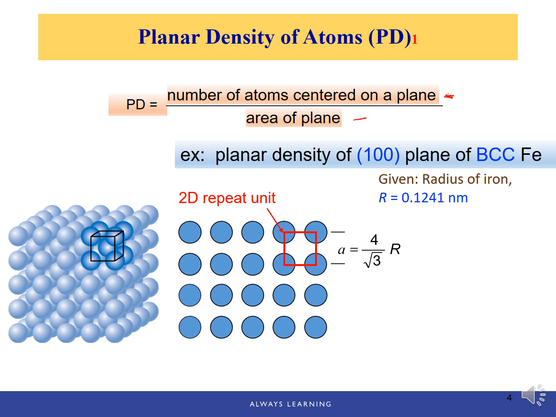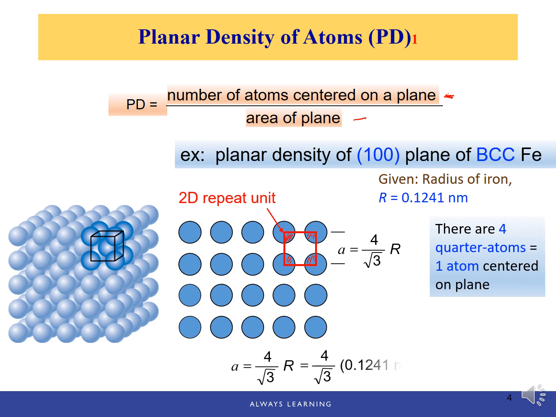So first, let's take a look at the number of atoms centered on the plane. Those are the atoms centered on the plane. We're only counting the atoms within this plane, not the atoms outside the plane. Now you can see there are 4 quarter atoms. Add them together, and we have one whole atom centered on the plane. So the top part is 1. We have 1 atom in total centered on this 100 plane.